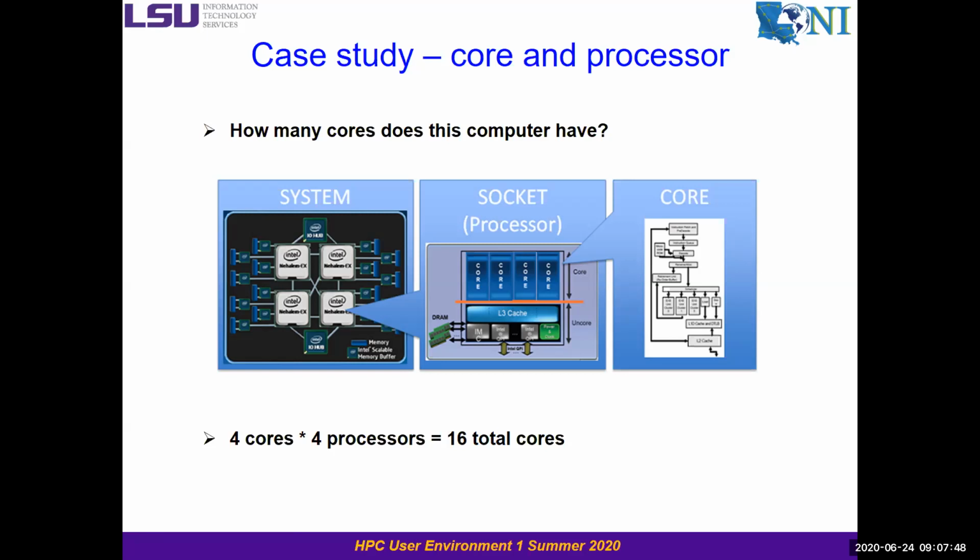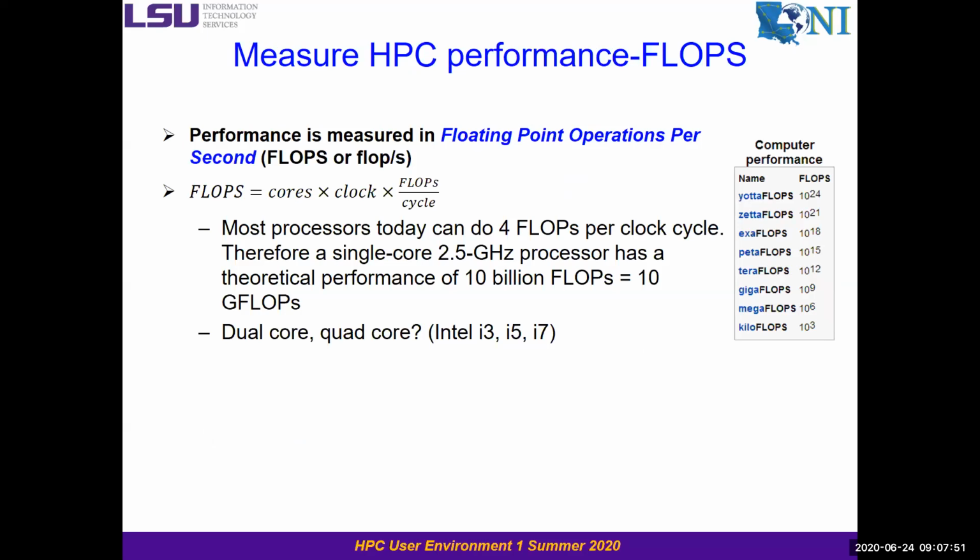Right, so let's go back to the question: how do we evaluate the performance of HPC? It is measured in floating point operations per second, which is flops. Flops equals the number of cores times the clock rate times flops per cycle. For most processors today, they can do 4 flops per clock cycle. So a single core 2.5 gigahertz processor has a theoretical performance of 10 billion flops, which is 10 gigaflops.